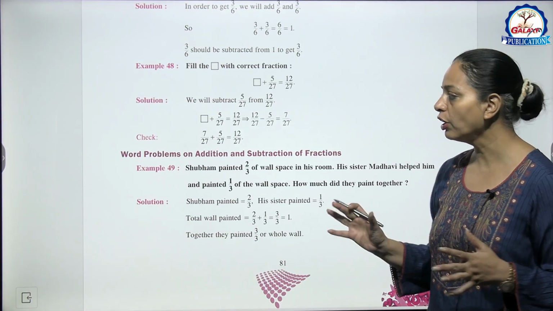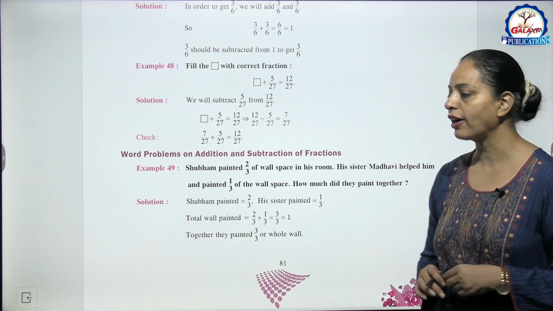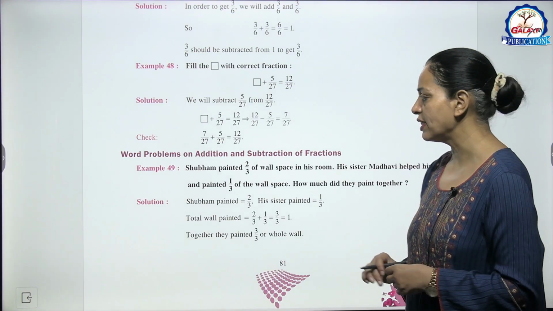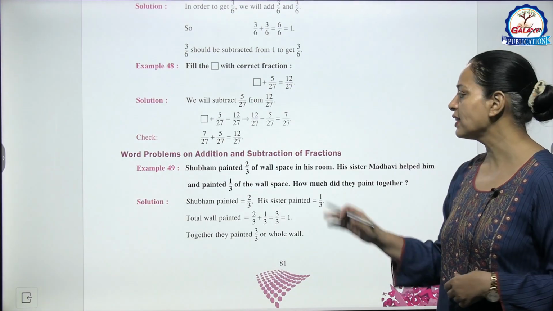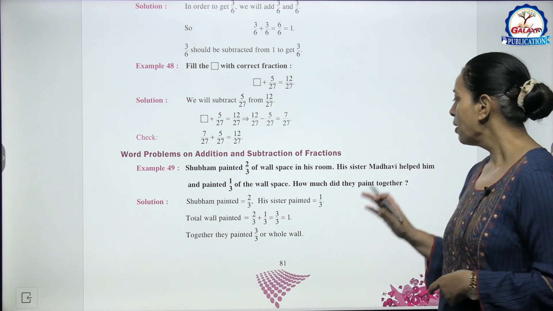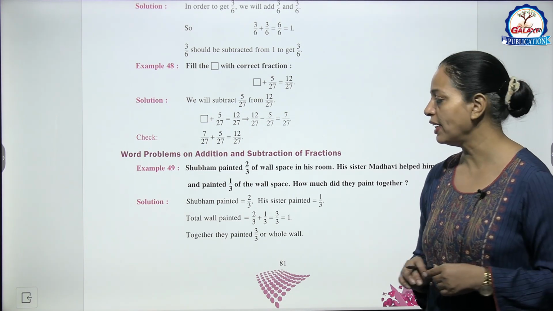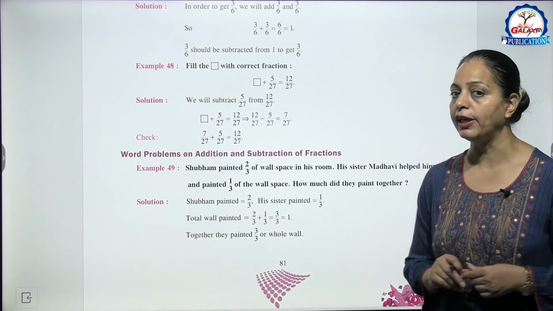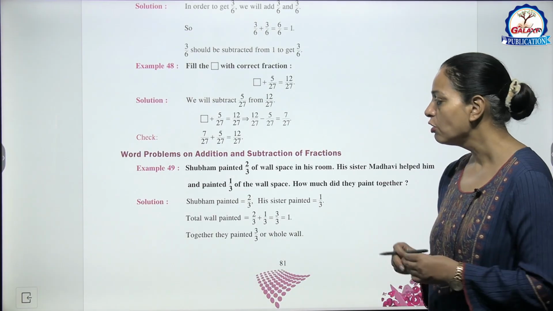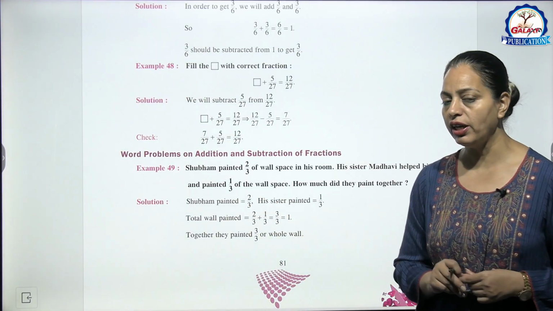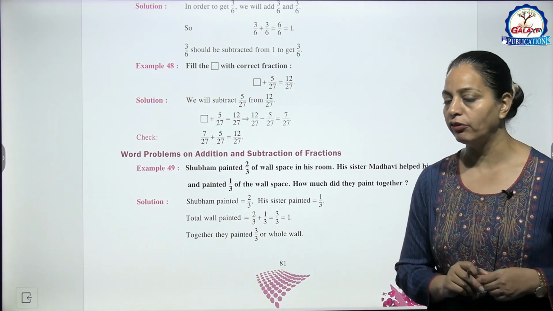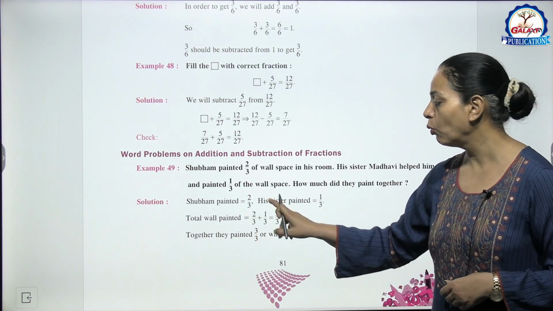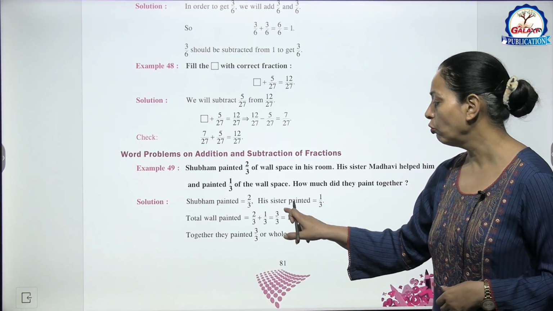Now the next, word problems on addition and subtraction of fractions. Example 49. Shubham painted 2 by 3 of the wall space in his room. His sister Madhvi helped him and painted 1 by 3 of the wall space. So how much did they paint together? Means addition. So Shubham painted 2 by 3, his sister painted 1 by 3. So total wall painted is 2 by 3 plus 1 by 3. Both are like fractions.